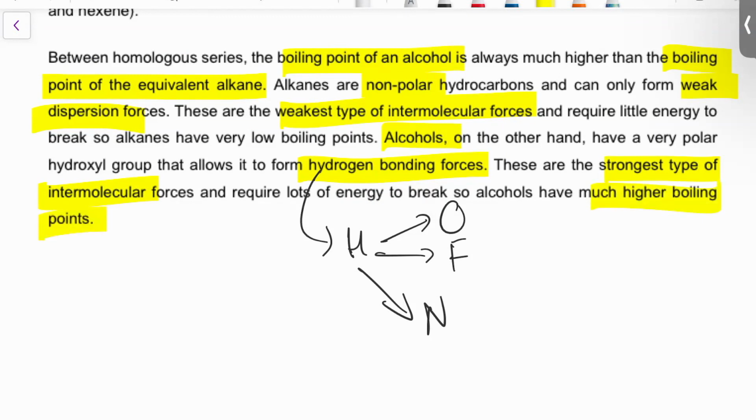Okay, can you guys give me a thumbs up if this makes sense as well? Alcohols versus alkanes. Alkanes only have weak dispersion forces. Alcohols have hydrogen bonding forces, which require more energy, so therefore higher boiling point.